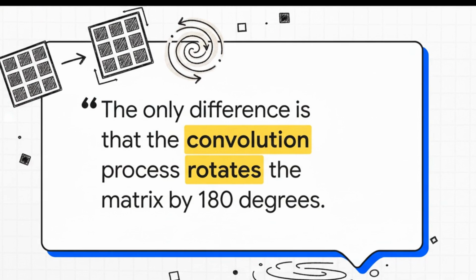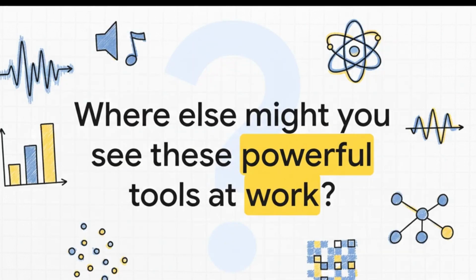Look, if you remember just one thing from all of this, let it be this. The mechanical difference, the nitty-gritty of it, is just that 180-degree rotation of the mask. It's such a simple change, but it has a massive impact on what the operation is used for. We've talked about images and AI, but these ideas are everywhere, from cleaning up audio recordings to modeling physics. So now that you know the difference between finding a match and applying a filter, where else do you think you'll spot these powerful tools at work?